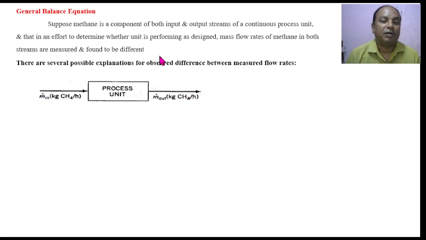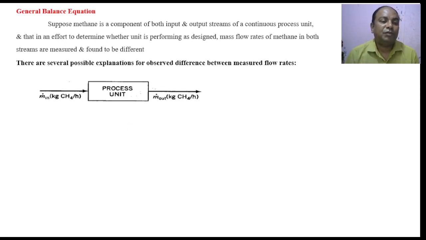If it is not equal, then what could be the chances? What could be the chances that we have to determine in order to make a general balance equation? Initially we thought that input should be equal to output when there is no chemical reaction in the constituents coming into the process. But whenever there is a chemical reaction between the constituents coming into the process, the general balance equation may be different.